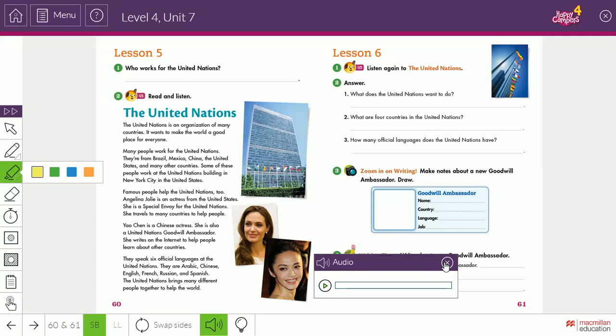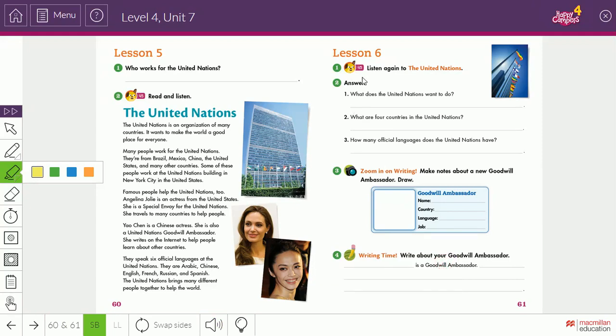Yes, good. Then we moved to answering this question. What does the United Nations want to do? The purpose of the United Nations is to make the world a good place for everyone, and we answered all these questions here.